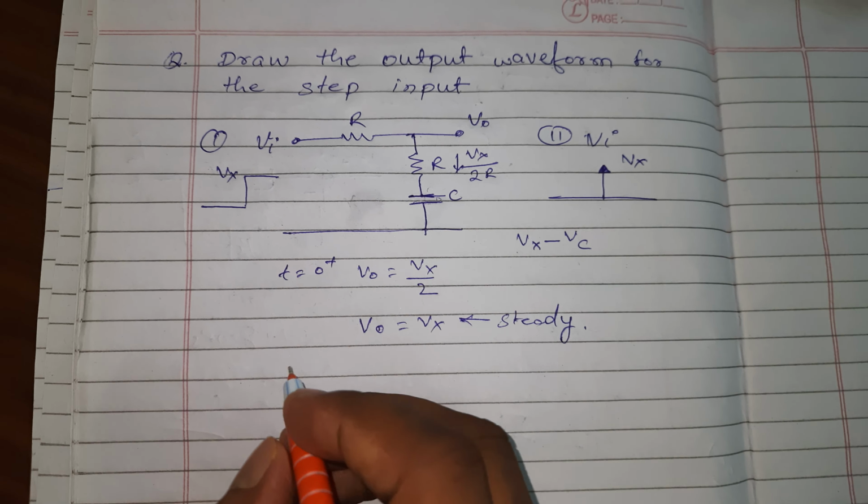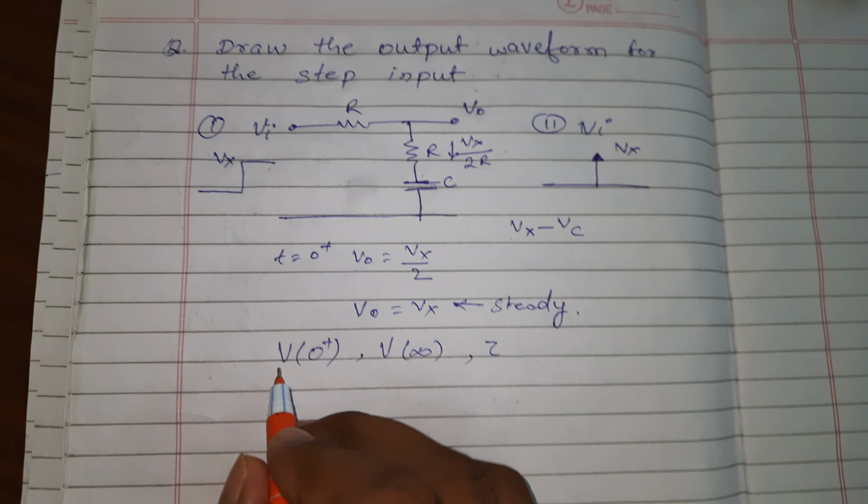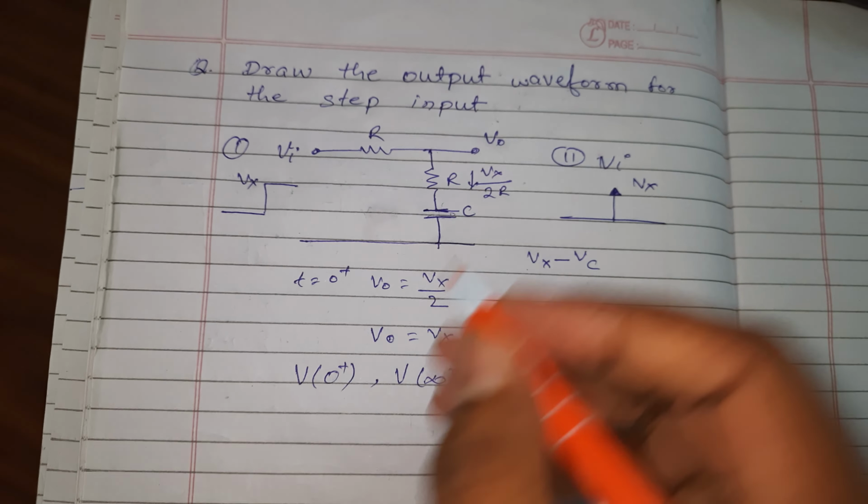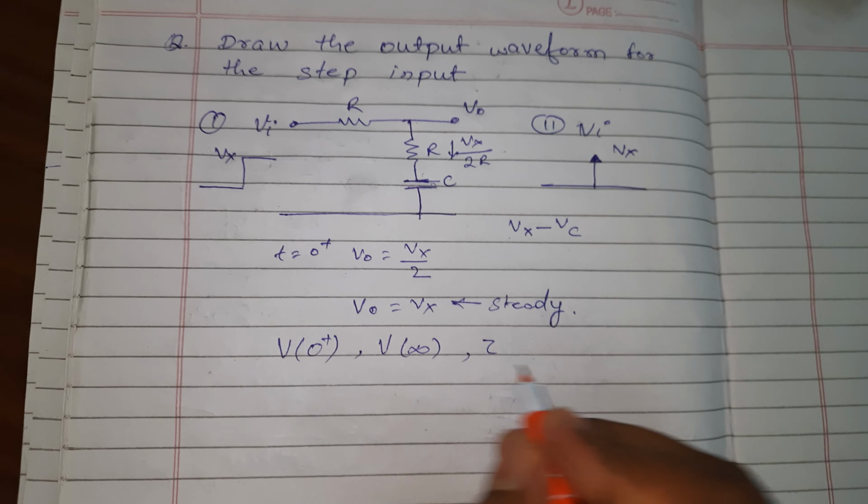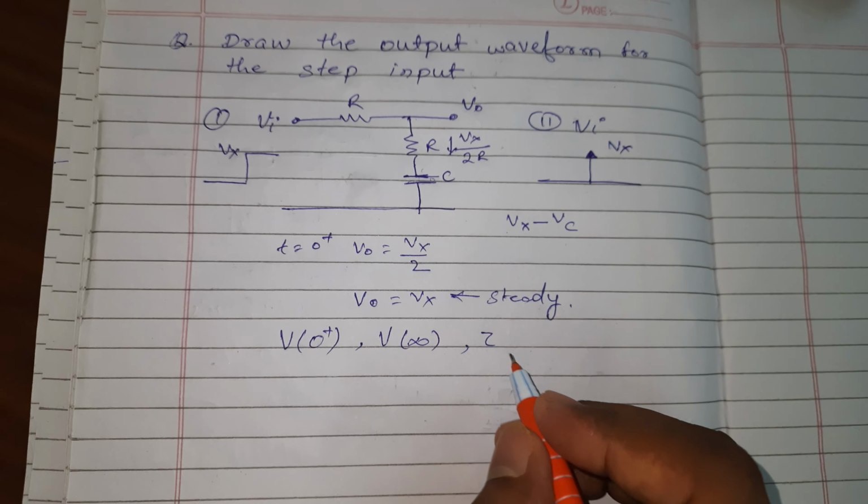Like if you want to calculate the current across this resistor, or the current across this resistor, or voltage across this capacitor, or voltage across this resistor, any quantity you want to try, then you should know its value at 0 plus and infinity, and also the time constant for the circuit.